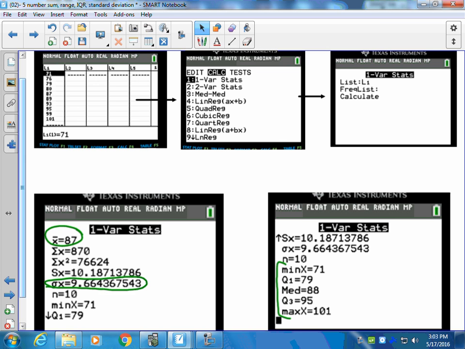Okay, so that is our lesson for today. 5-number summary, measurements of spread. Our measurements of spread are range, inner quartile range, and then also standard deviation. Okay, the good news is for the work that we're doing, the graphing calculator is going to find the standard deviation for us.